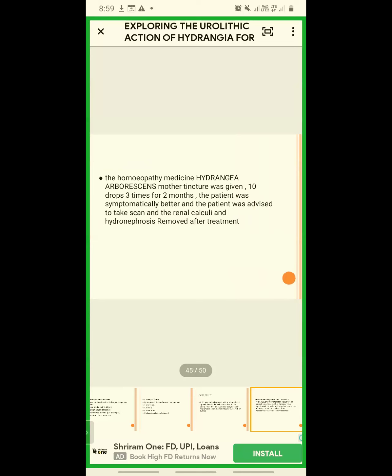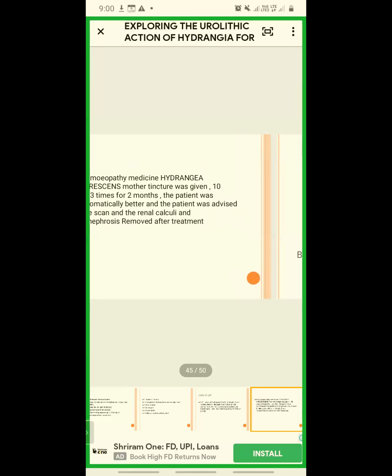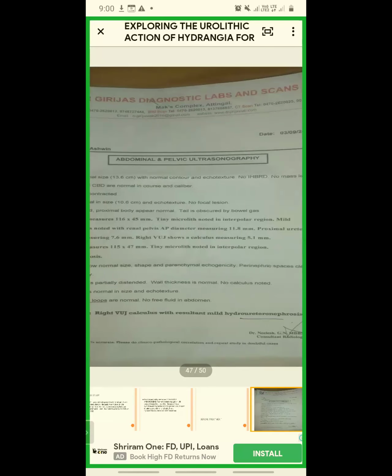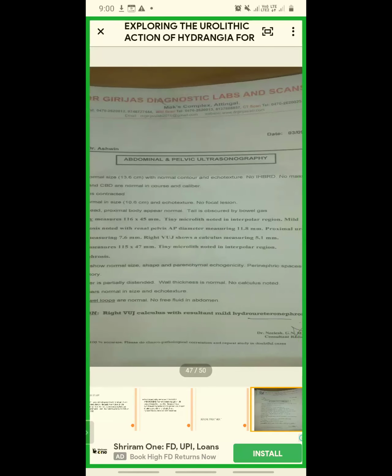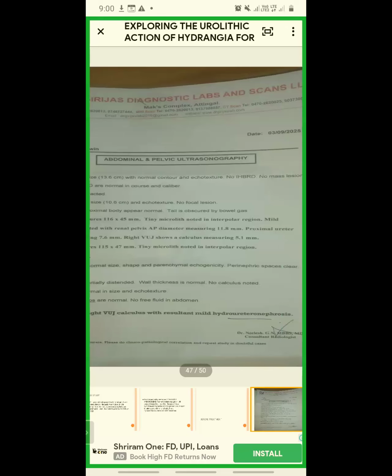The homeopathy medicine hydrangea was given, 10 drops 3 times a day for 2 months, and the patient was symptomatically better. Along with that, one kidney had hydronephrosis, and that complaint was also totally removed. This is the picture before treatment that you can see. There is a right vesico-ureteric calculus along with the resultant mild hydronephrosis in this first scan report. And after the hydrangea medicine, this is the scan report. No sonological abnormality is detected and everything is normal.